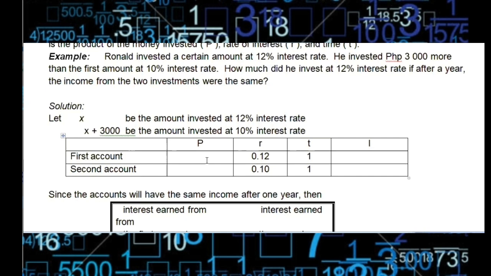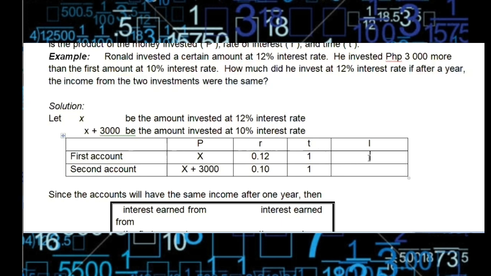So, principal. O, magkano ang in-invest niya dun sa 12%? X. O, next, yung sa second account, magkano? Nakalagay na representation, X plus 3,000. Ayan. Then, sabi dun sa problem, para maka-form ka ng equation, you need to consider this. After a year, the income from the two investments were the same. So, equate mo lang yung parehas nilang interest.